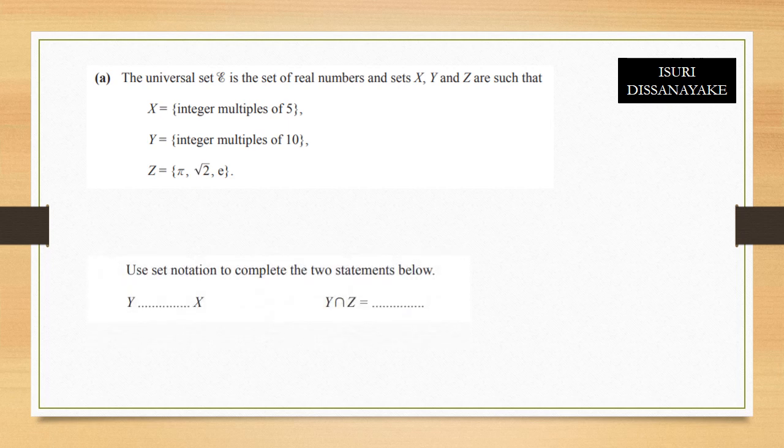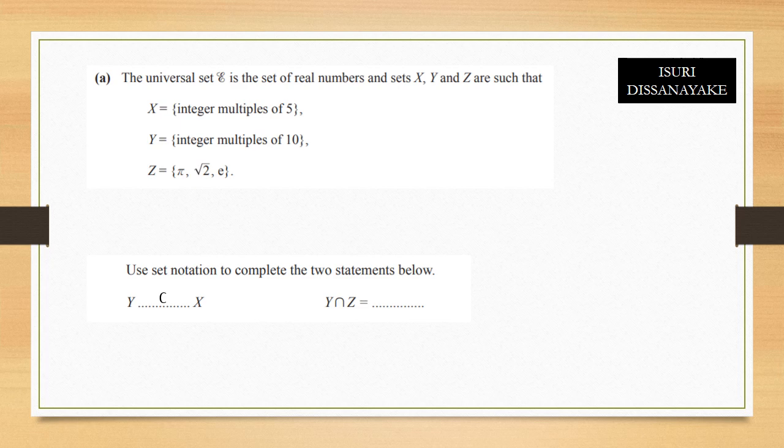So what you can say about Y and X. So you can clearly see Y is a subset of X. How do you say Y is a subset of X? All the elements in Y, which are 10, 20, 30, 40, and so on, are included inside X because X is a multiple of 5, right? So multiples of 5 carries 10, 20, 30, 40, all the multiples of 10s as well. So you can say Y is a subset of X.